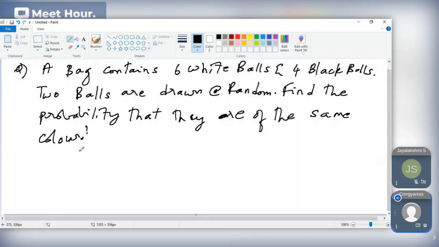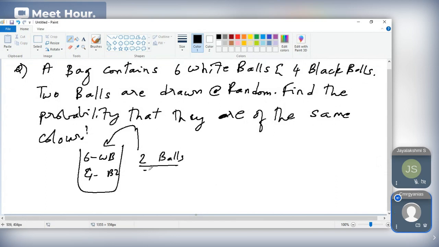So in the question they're telling that in one bag there are 6 white balls and 4 black balls. From this, randomly I'm pulling out 2 balls. What is the probability that they are of the same color? Now how do you solve this?